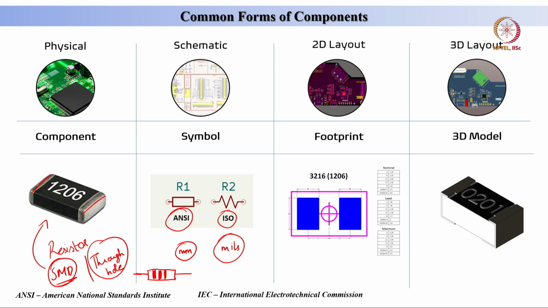ANSI is from the American National Standards Institute, IEC is from the International Electrotechnical Commission. So you can use any one except that there are minor changes to the way it is represented, that is all. Now in a 2D layout it is called a footprint. Now the component is represented as a symbol in schematic, it is represented as a footprint in a 2D layout, and the dimensions are just the translation of the real life models.